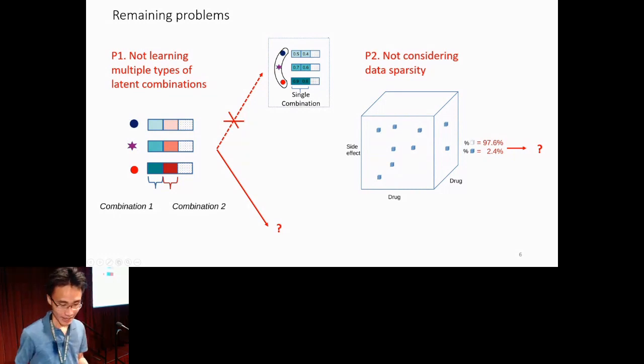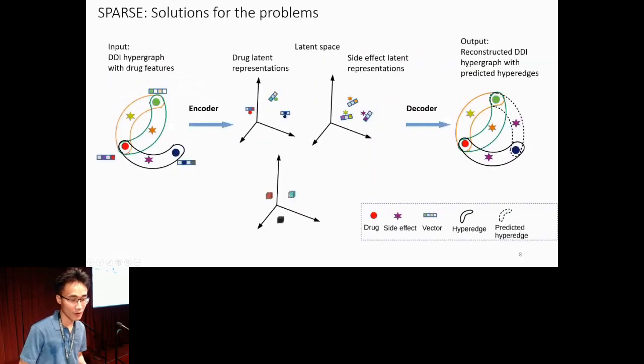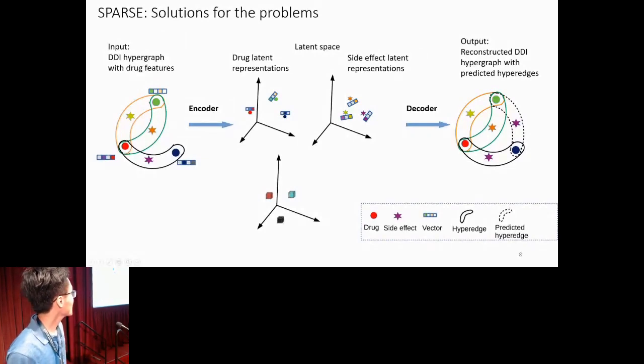And in order to solve the two problems, we propose SPARSE, the solution for these problems. Our idea is to use an autoencoder framework, with input being the DDI hypergraph and the drug feature. The output of this autoencoder is the reconstructed DDI hypergraph with the predicted side effects. Our idea is, again, to project the input into a latent space with a drug latent feature and side effect latent feature.